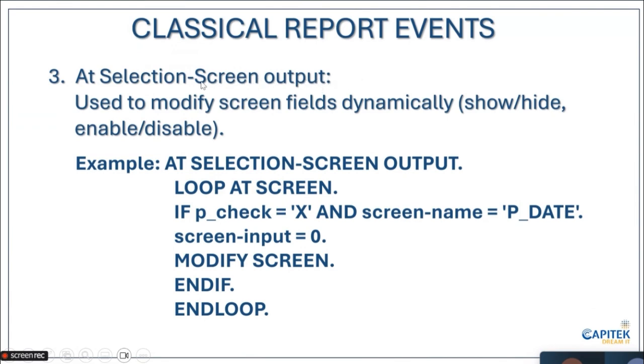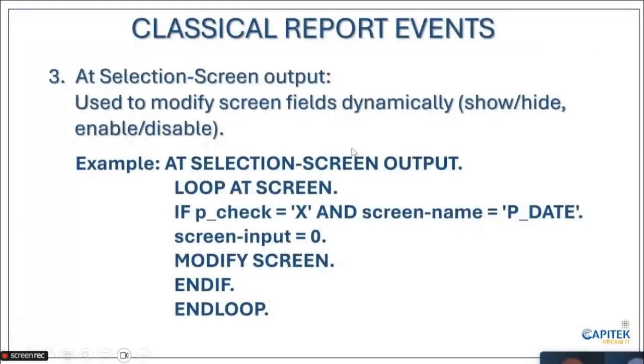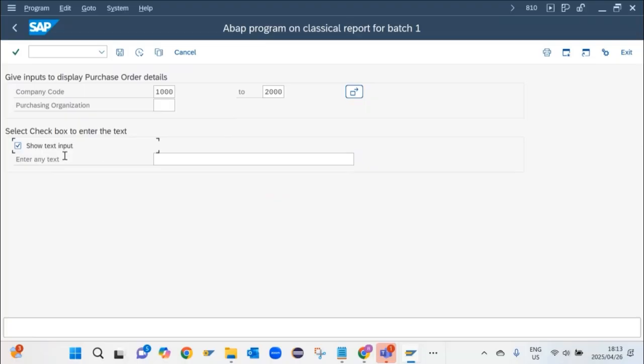This kind of facility, like showing, hiding or unhiding of the fields, or making the fields enabled for providing the data, or making the fields disabled in order for the user not to enter the data, can be made available with respect to this event called at selection screen output. In the selection screen output event, we are changing the screen dynamically.